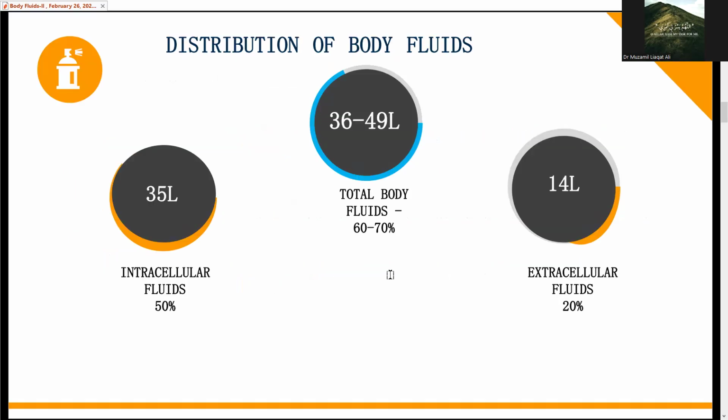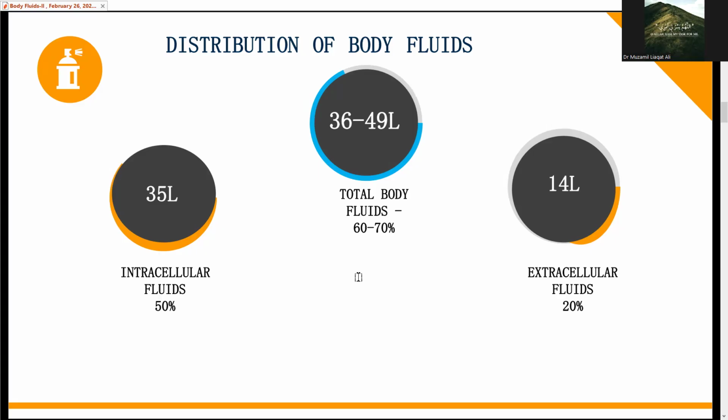So let's talk about the distribution of body fluids. Total body water is not uniformly distributed. If you consider 60 to 70% of the total body weight as total body water, out of that, 50% is your ICF, intracellular fluid, and 20% is your extracellular fluid, ECF.